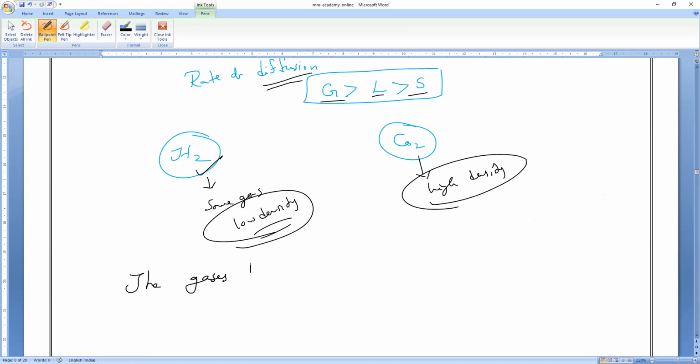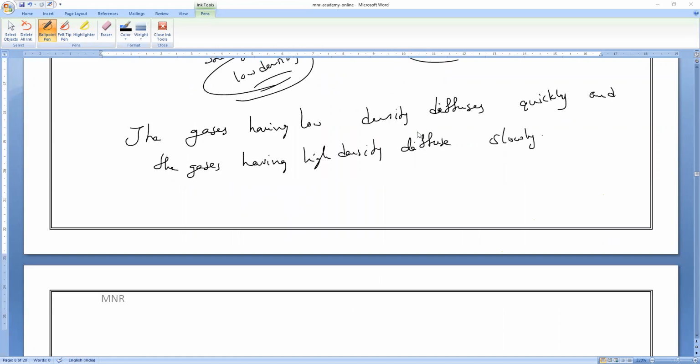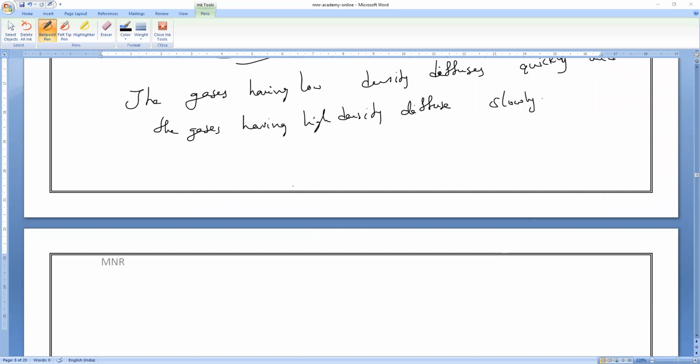Write it. The gases having low density diffuse quickly, and the gases having high density diffuse slowly. But compared to solids and liquids, all the gases have high diffusion rate. Understand? Everybody, please respond.